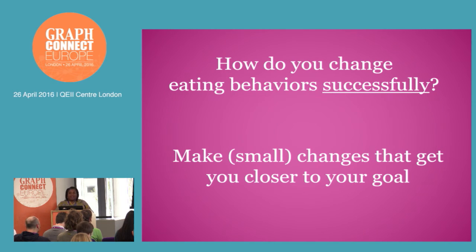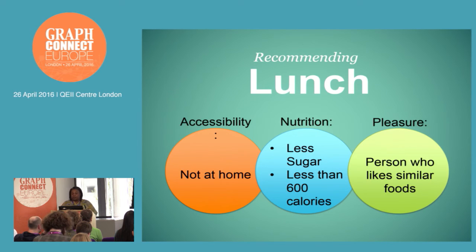So let's get back to how do you change eating behavior successfully? And this is, I kind of take this from machine learning. You make changes until you get closer to your goal. It's like any game that you do. It's like anything that you're trying to find. You just make small changes. So the goal is to recommend a lunch for this guy that will make a small change that will get him closer to healthy eating.